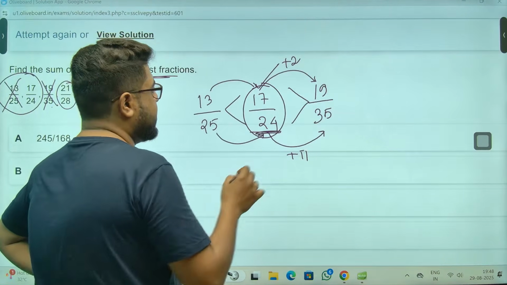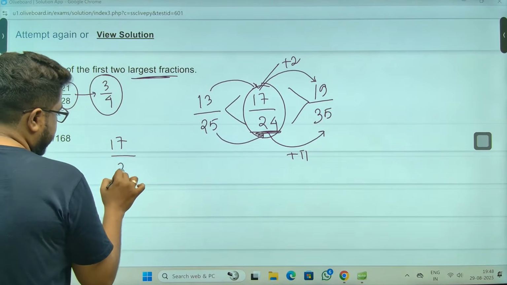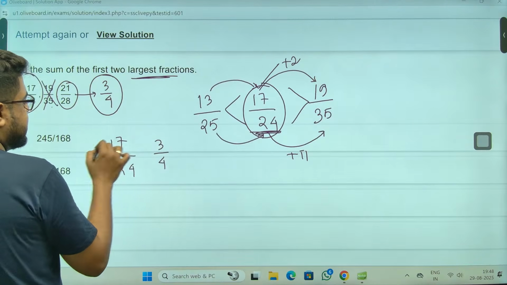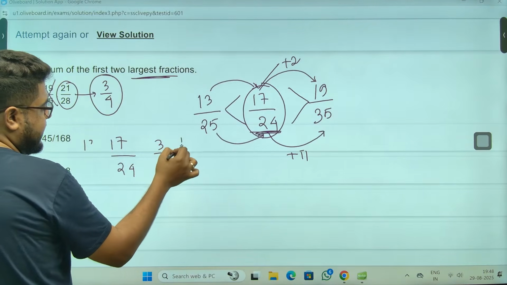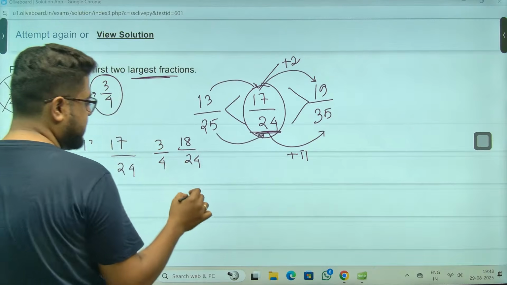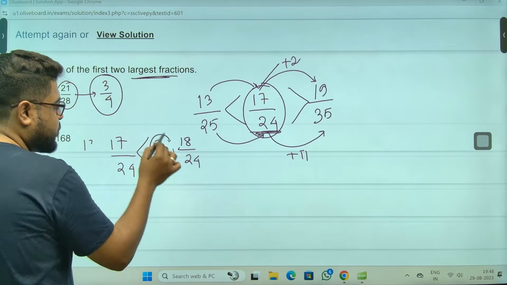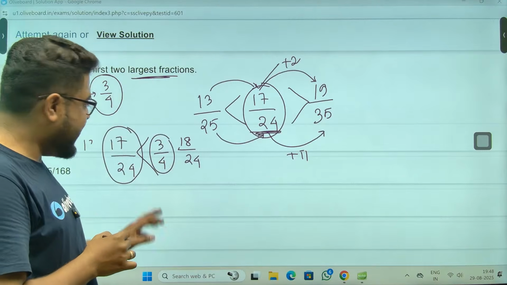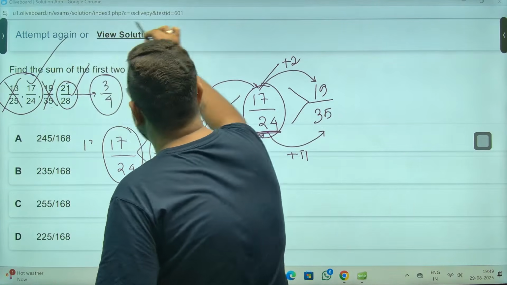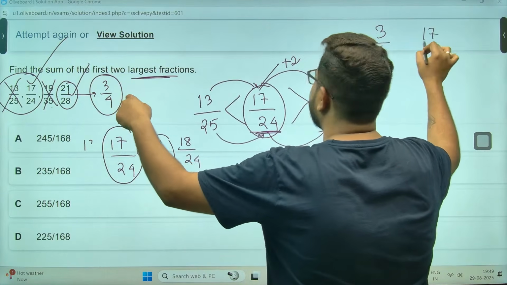3 by 4, and this, let me check once. 17 by 24 and 3 by 4. So this is 6 times. 3 sixes are 18. This means this is 18 by 24. So this is greater, sir. So the largest two fractions are these two only: 3 by 4 and 17 by 24.